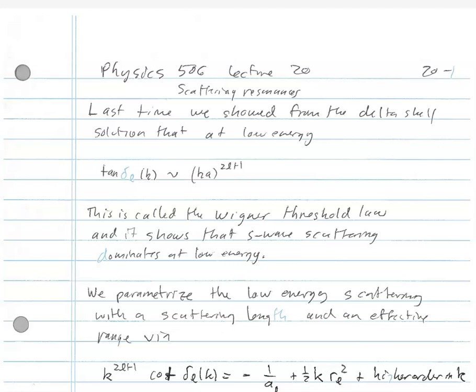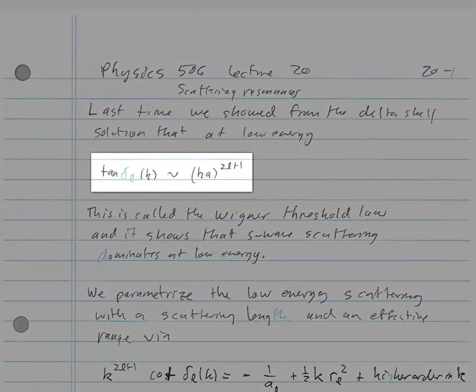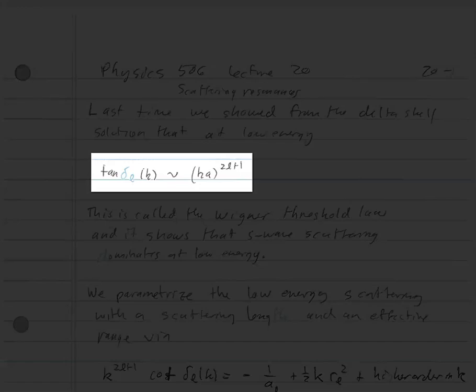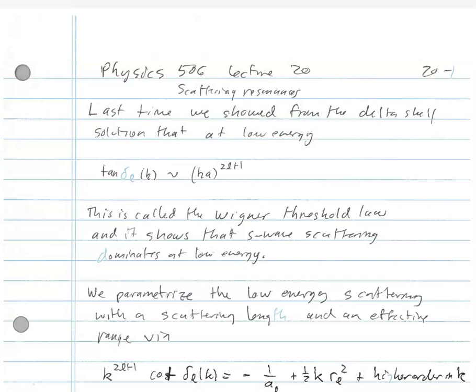Just to remind you, the last time we showed for that delta shell solution that at low energy we had this relationship for the scattering phase shifts: tan δ_L(k) was proportional to (ka)^(2L+1). This power law at low energy is called the Wigner Threshold Law, and it shows that the S-wave scattering is the dominant scattering at low energy.